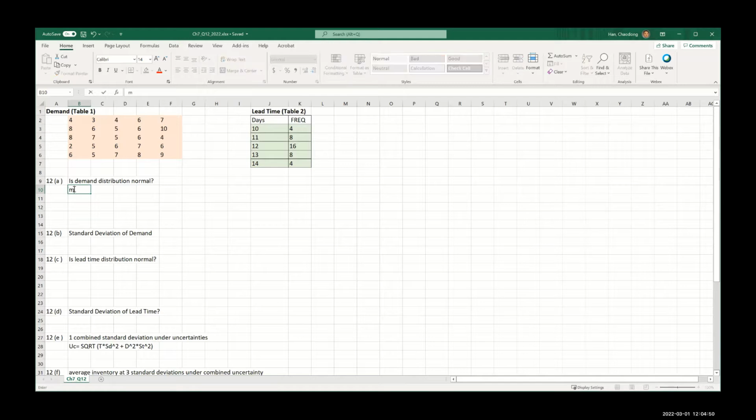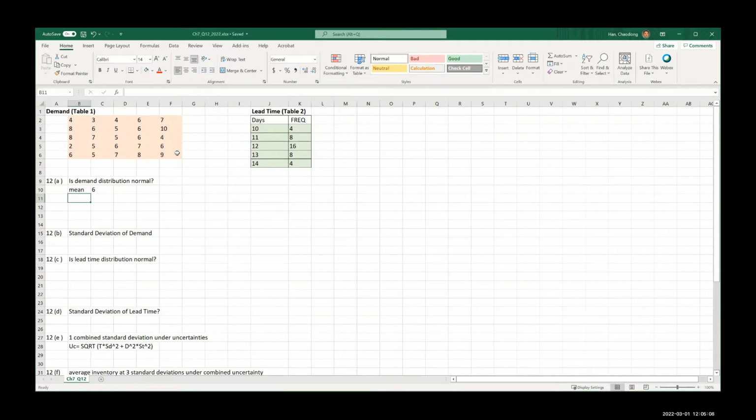Let's first find the mean. Mean means average. Let's just select all the demand data. So on average, the daily sales is 6 units.